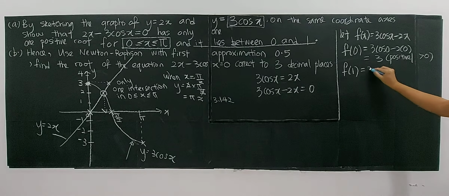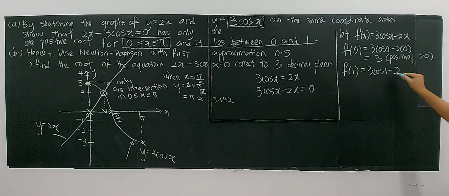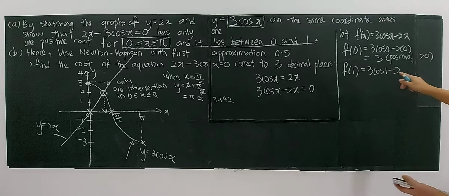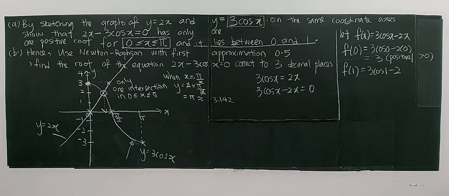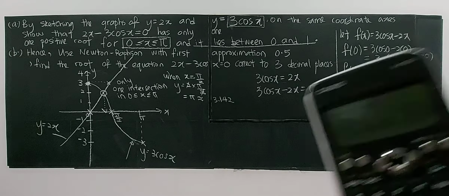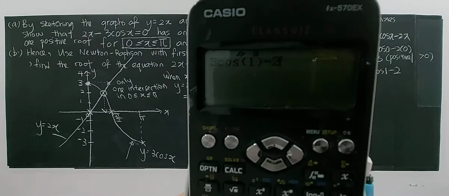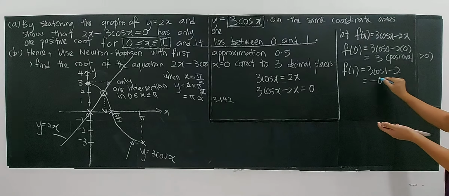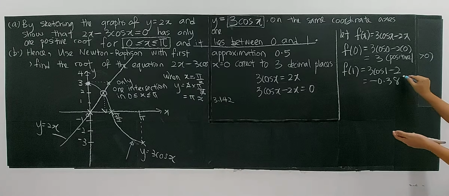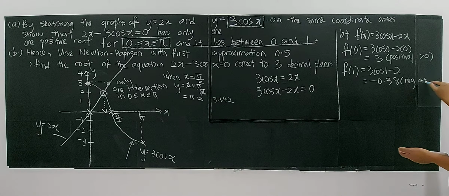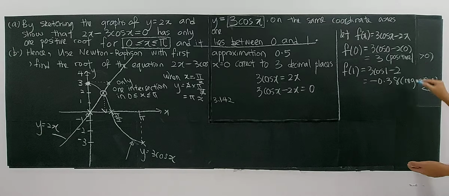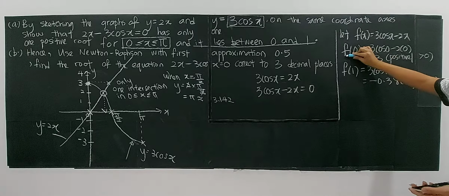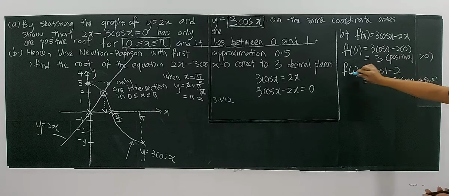And f1 is 3 cos 1 minus 2, right? Make sure your calculator is in radian mode. After I calculate 3 cos 1 minus 2 in radian mode and press equal, you're getting a negative number, negative 0.38. There is a change of sign, from positive at 0 to negative at 1.